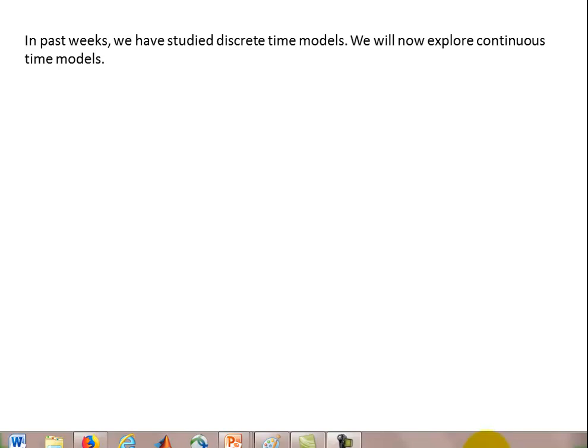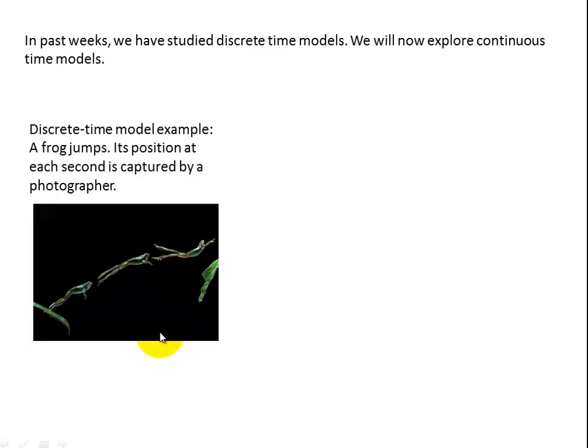In past weeks, we've studied discrete time models, and we will now explore continuous time models. So let's begin with an example. Let's imagine a frog jumps. Also imagine that its position at each second is captured by a photographer.